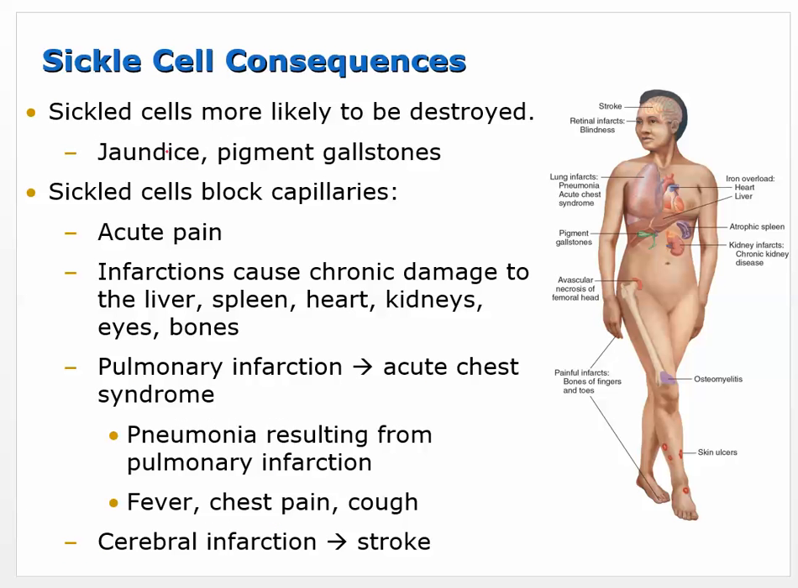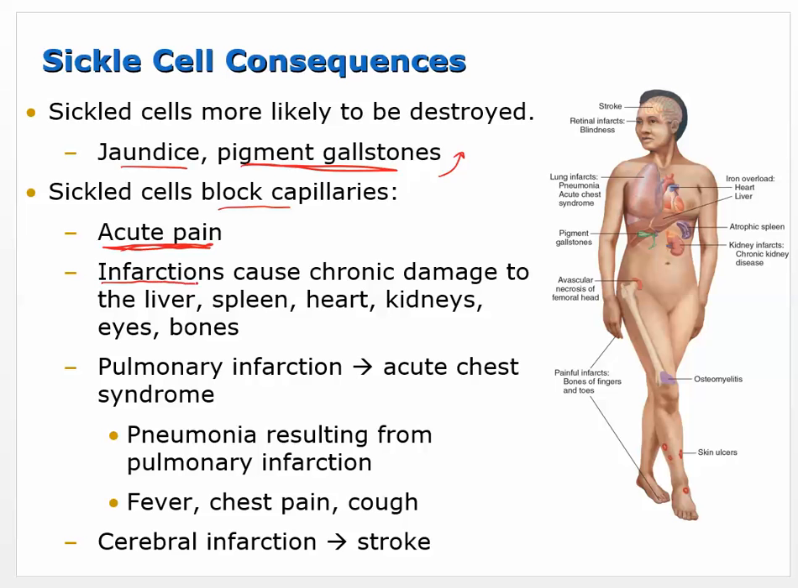Sickled cells are more likely to be destroyed, which can lead to jaundice and then pigment gallstones. Gallstones can form when there's binding with something like calcium. If you have this increase in pigment, that can increase the chances that you form something called pigment gallstones. The blockage of capillaries can cause acute pain. When you have the blockage to a certain region, that is going to trigger bradykinins and things like that, which are going to signal pain.